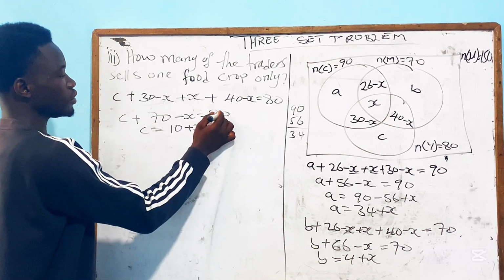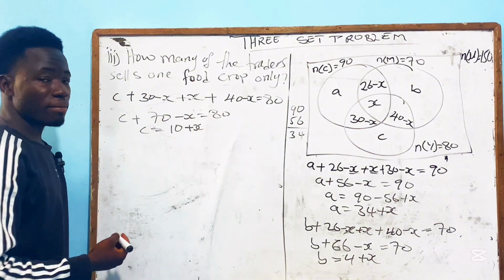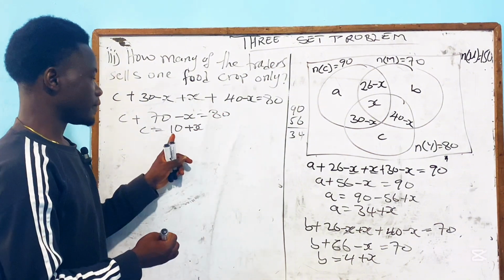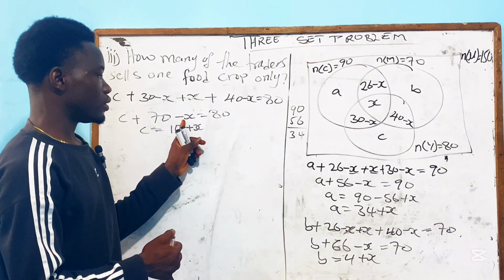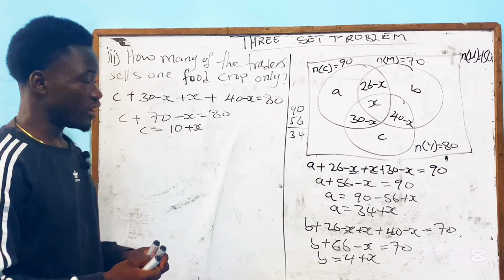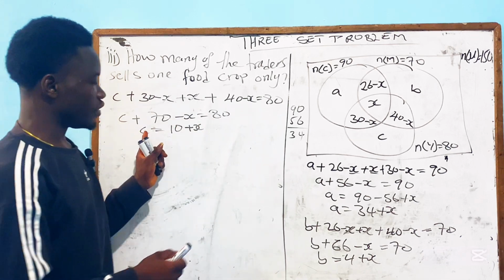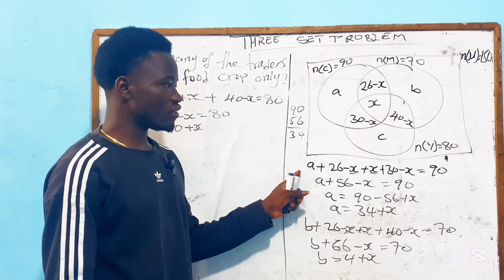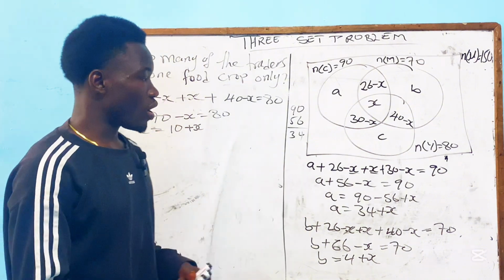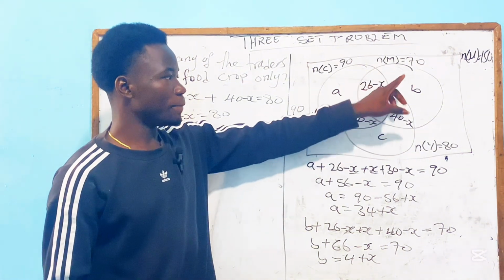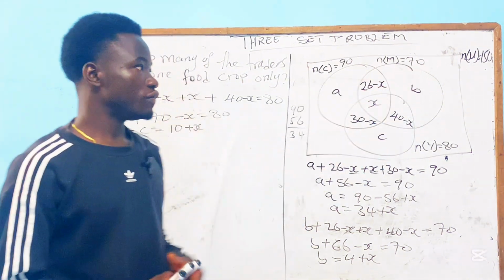This coming here will be minus 70. So 80 minus 70 is 10. And then x coming here will be positive x. So now I know C, I know B, and I know A. So now when we add everything inside here, then we can equate to 150.